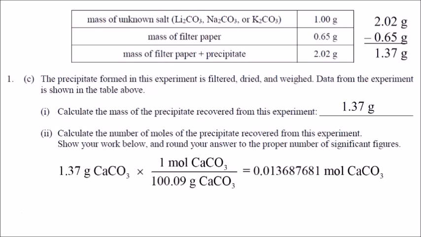We'll just take the 1.37 grams, divide by the molar mass of calcium carbonate, which is 100.09, and we get 0.01368. Let's round off to the proper number of significant figures. In this case, that would be 3 sig figs. So 0.0137 moles of calcium carbonate.